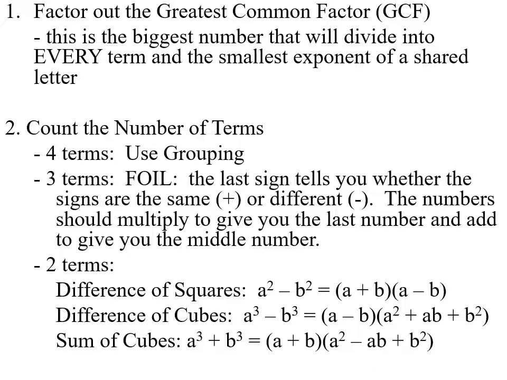Or if it's 2 terms, we're going to look at 3 different formulas. And I kind of mentioned some of this, the difference of squares, in the last video about multiplying things together. But the difference of squares is if you have 2 things that are squared, you can do it as a plus b and a minus b, or the difference or sum of cubes. That one's a little bit more complicated. But we'll go through each one of these in detail as we go through this section.